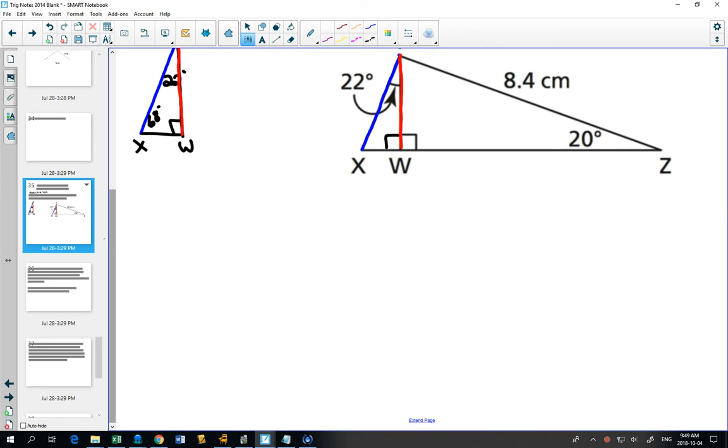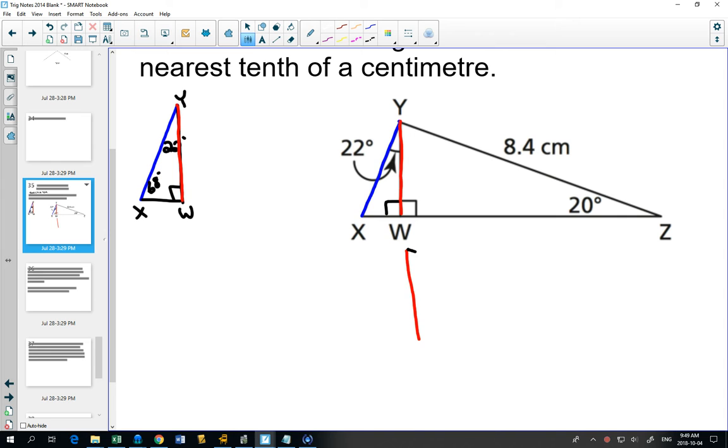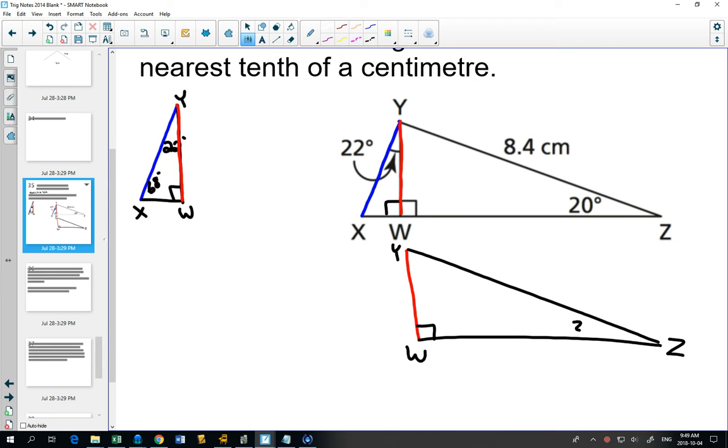If I redraw, and you don't have to do this much redrawing, but I hope this helps you visualize what's happening. If I redraw WYZ, this is 20 degrees, and this is 8.4. Could I use SOHCAHTOA in this one to solve for my red side? So this is where we have to know our definitions of SOHCAHTOA and find out which one we should use. Should we use sine, cosine, or tangent? We should use sine. We want to find for the 20 degrees. Can you see that this red side is opposite the 20 degrees and that the 8.4 is opposite the 90, so that will always be our hypotenuse.